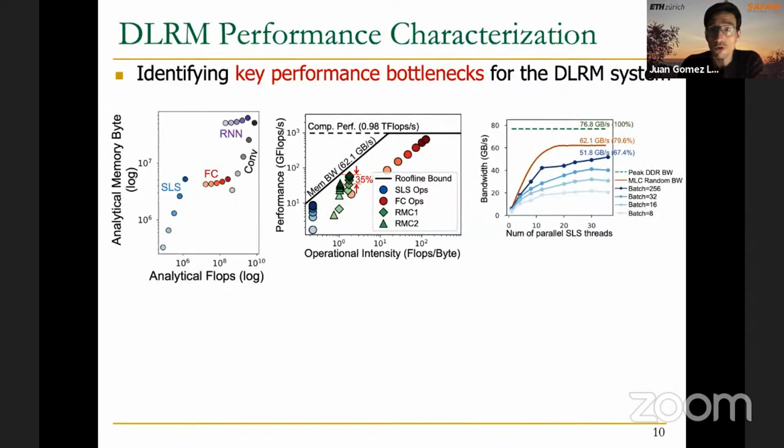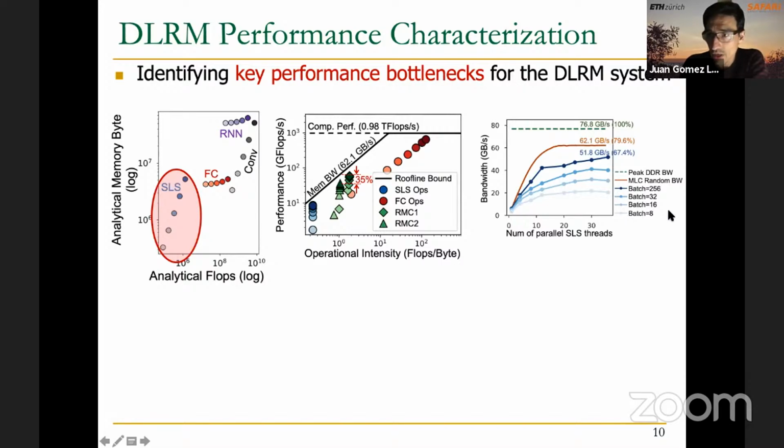We can do some performance characterization of this DLRM system and identify key performance bottlenecks. There are three different plots. In the plot on the left, you can see this two-dimensional representation of the memory footprint. On the y-axis, analytical memory bytes is the memory footprint of each of the individual parts of the recommendation system, and also the analytical flops, floating point operations. The different dots correspond to different batches, depending on essentially the size and the amount of parallelism that the input has. The darker the color, the larger the batch.